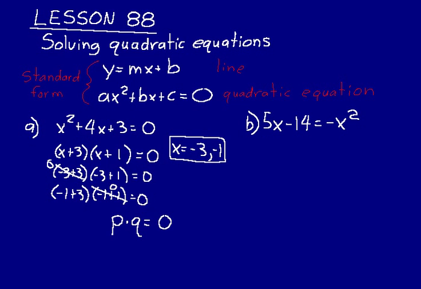Let's do another one. 5x minus 14 equals negative x squared. Now what you want to do to solve that quadratic equation, you can see it has an x squared in it and an x and a constant.